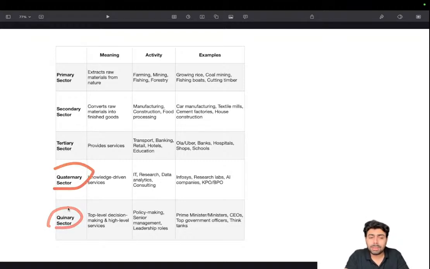Quaternary sector, research and development. Quinary sector, the highest level of decision making. So that's all you need to know. A question could be asked, so just refer to this table.